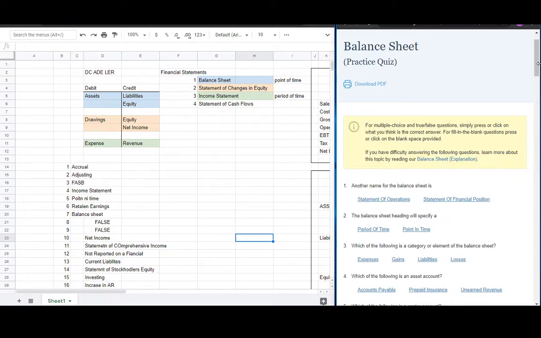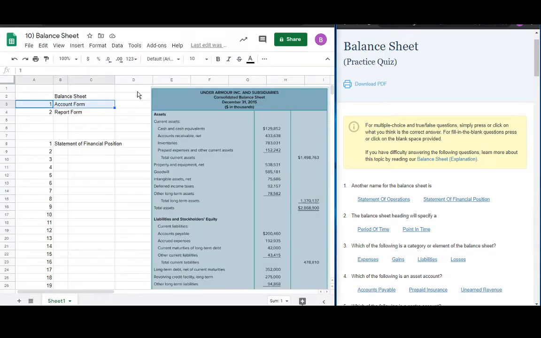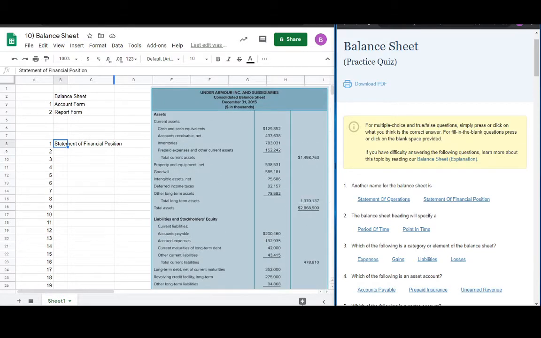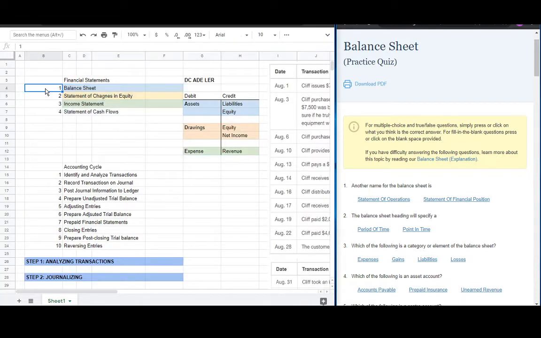So try natin sagutan. So number 1, another name for a balance sheet is the balance sheet. Yeah, so let's start. Another name for a balance sheet is a statement of financial position, correct? So what is a statement of financial position? It contains the assets, the liabilities, and the equity of the company. Diba? It is one of the 4 financial statements of which is the statement of changes in equity, income statement, and statement of cash flows.